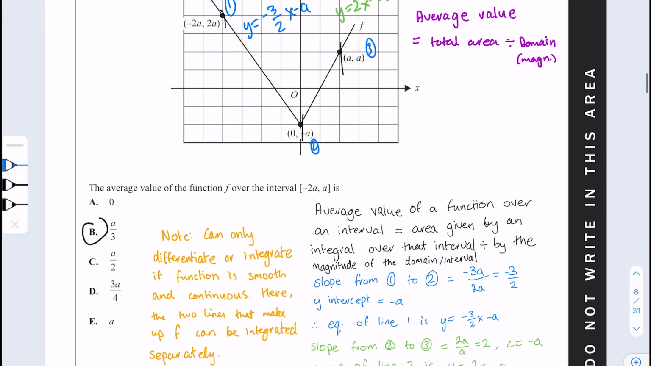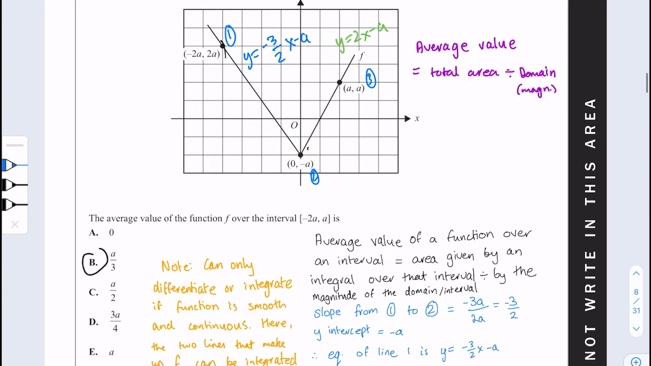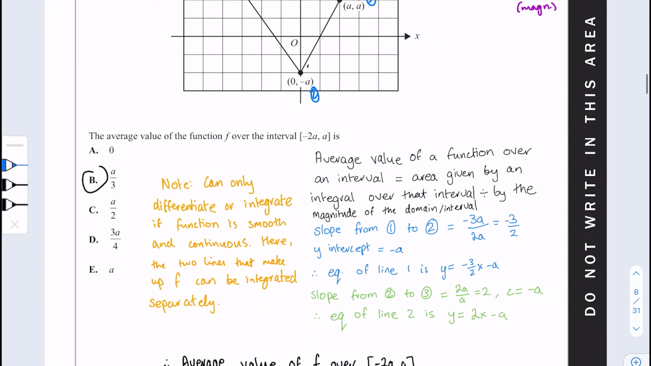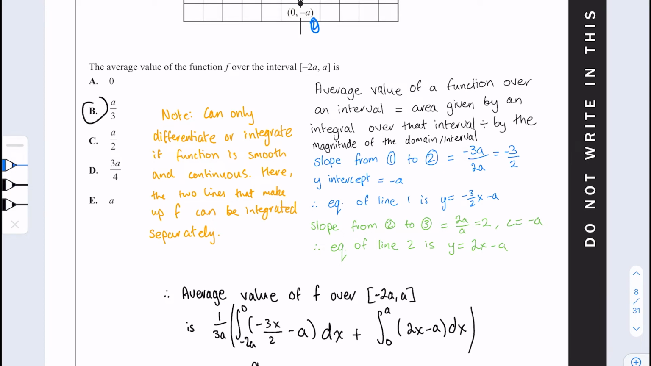So then we have to find the equation of what the lines are. To find out what the equation of the lines are, we need to know what the gradient is and what the y-intercept is. Here they already give you the y-intercept for both lines, because they both come to a point at the y-intercept, and the y-intercept is negative a. Now what we have to do is find the slope. So the slope, we do the rise over the run. You do that for both lines, and then you should get these 2 equations here.